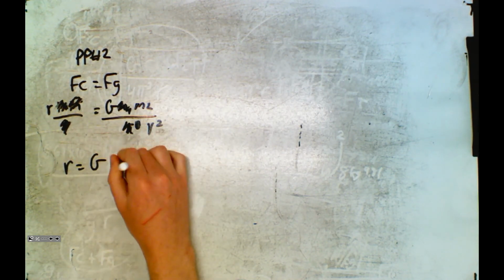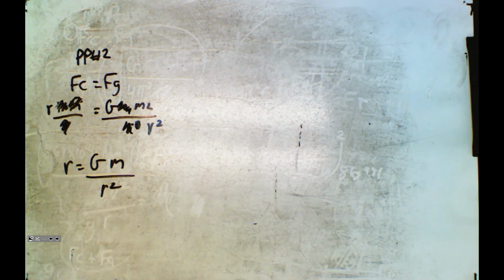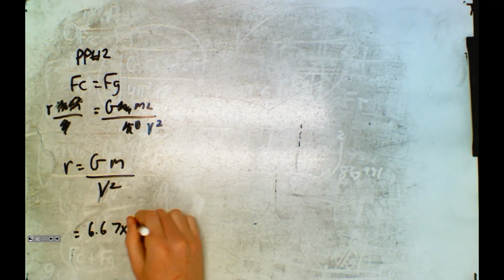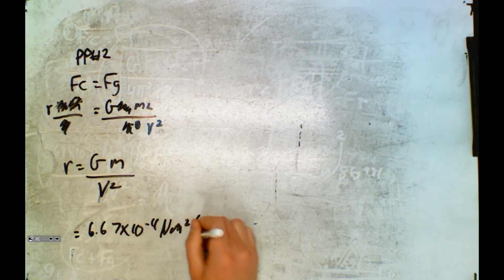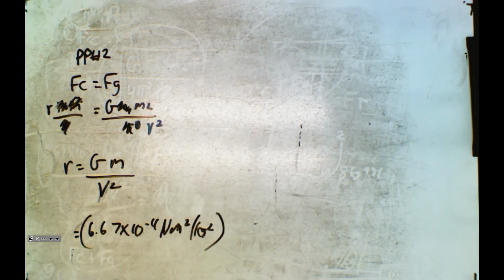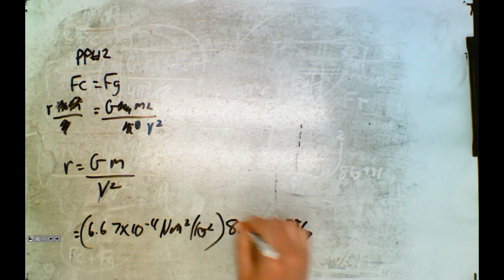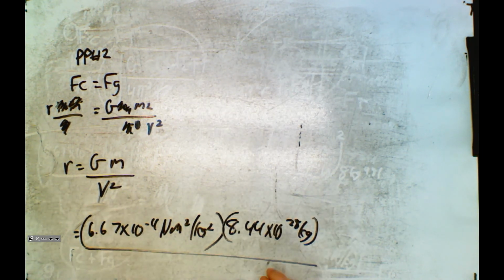So r equals G M all over v squared, and we get 6.67 times 10 to the negative 11 newton meters squared per kilogram squared. The mass of the planet is 8.44 times 10 to the 28 kilograms. And then our speed is 4.27 times 10 to the 4 meters per second. Don't forget to square that.